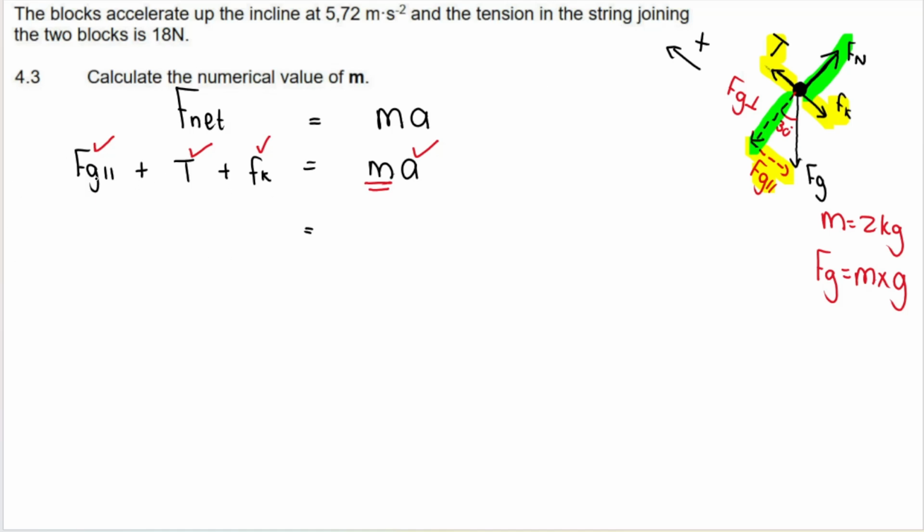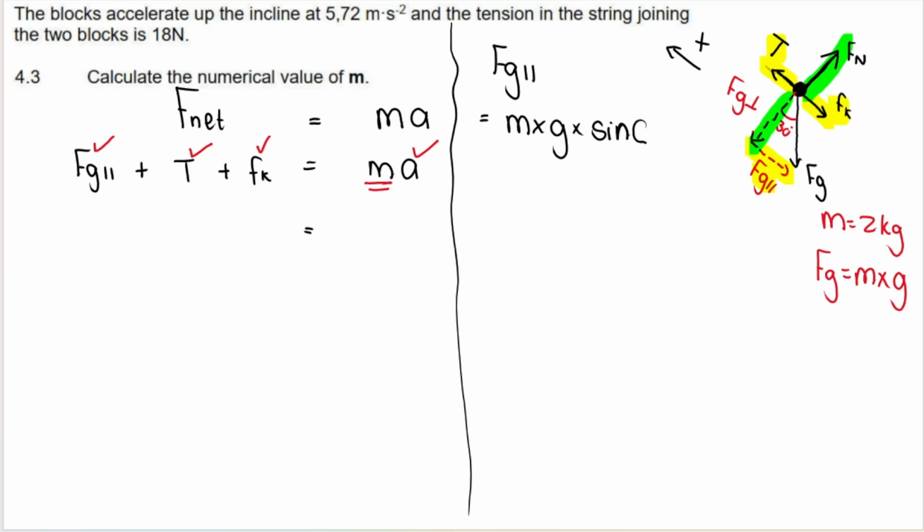So how do we work out Fg parallel? I'm going to do all these little calculations here on the side, and then I'm just going to fill them in. Okay, so Fg parallel, this is your formula for Fg parallel: mass times gravity times sine of your angle. You always use this for Fg parallel. But why do we use this? Because Fg parallel is a component of Fg. How do you work out Fg? Mass times gravity. So that's where the mass times gravity comes from.